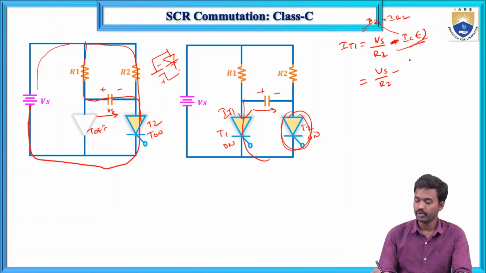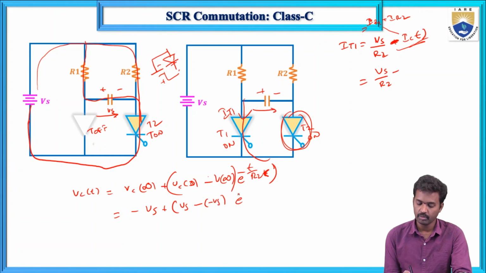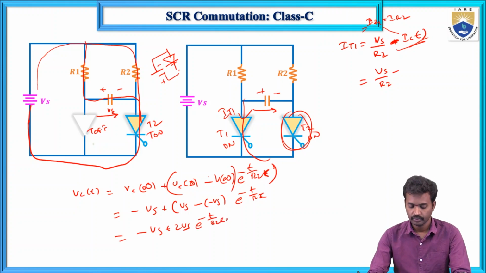First we need to calculate IC(t). VC(t) equals VC(infinity) plus [VC(0) minus VC(infinity)] e^(-t/tau), where tau equals R2·C. So this is minus Vs plus Vs plus Vs e^(-t/(R2·C)), which gives minus Vs plus 2Vs e^(-t/(R2·C)). Now what will happen here?